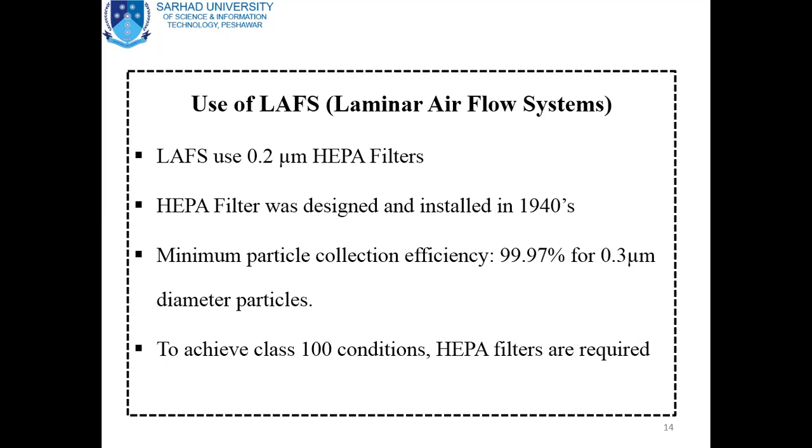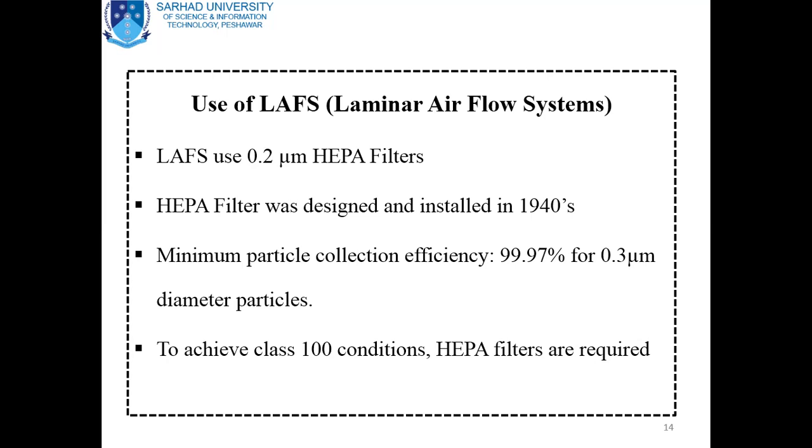And the minimum particle collection efficiency, I have told you about the efficiency of the HEPA filter, is 99.97% efficient for retaining 0.3 micrometer diameter particles or more than that particular size. The 0.3 micron or larger particle may be a dust particle, bacteria or any microbes, that should be retained.